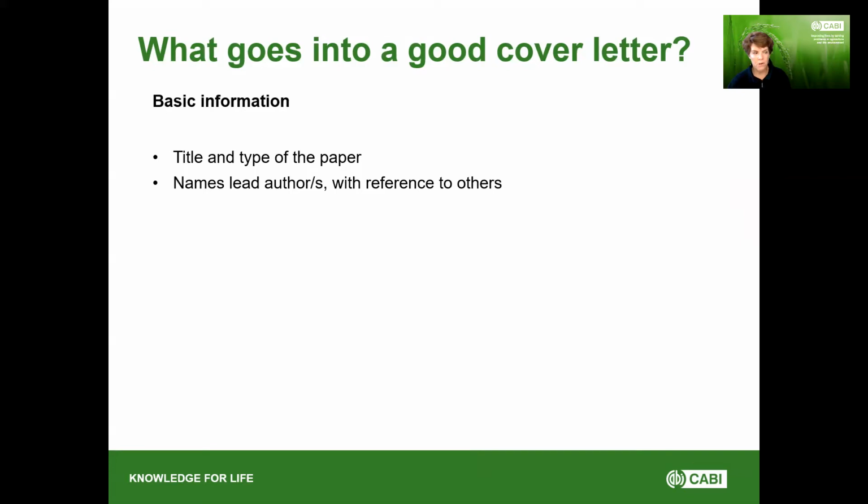That first paragraph should also have the name of the lead author or authors with reference to the others. So it can be Smith and Jones, or Smith et al., or Jones and colleagues, but it should have the name of the first author and reference to collaborators. The correct name of the journal. This seems obvious, but every editor will tell you that they have multiple times come across cover letters that have the wrong journal name. What does that mean?